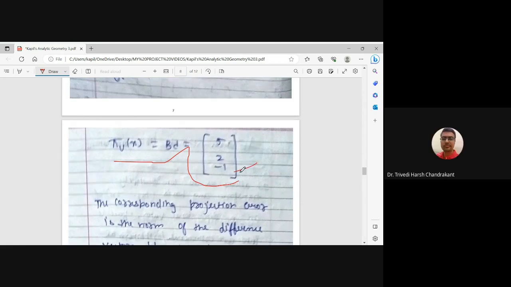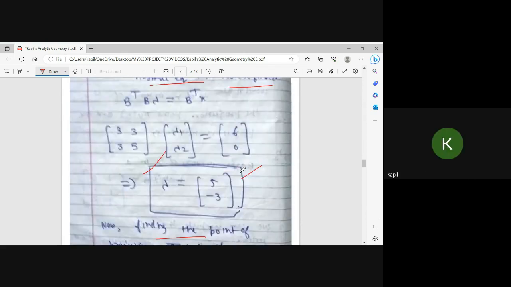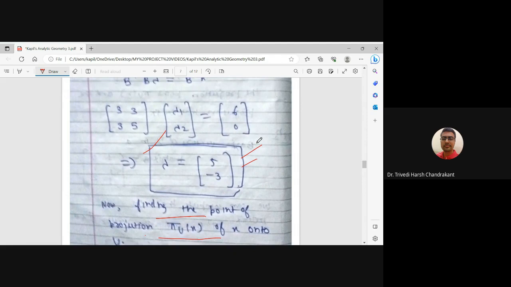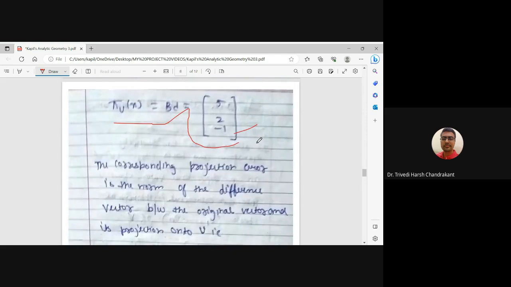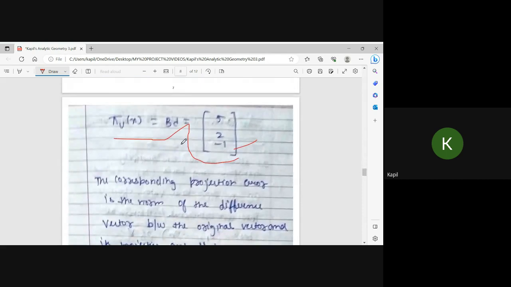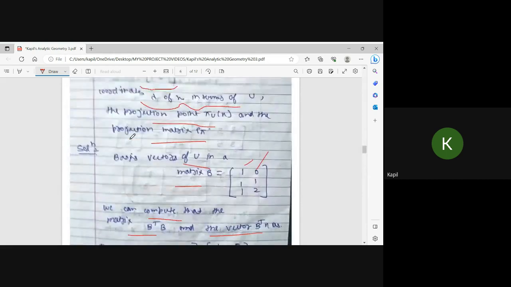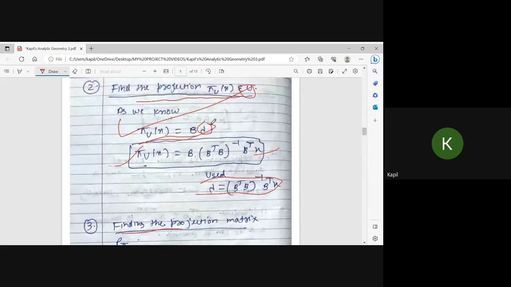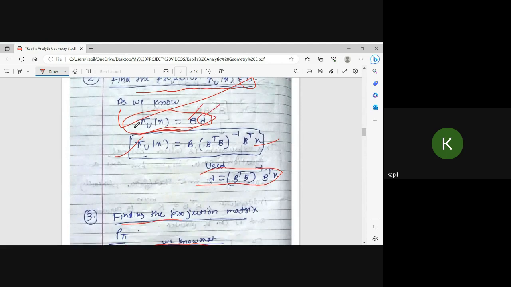What is the last equation, sir? The last result. Yeah, this is B transpose B lambda, that equation. B transpose B lambda. That is the result for the Pi_U(x), that is B lambda. We have seen here also the Pi_U(x), that is B lambda. So we have B and lambda. By multiplying these two matrices, we will get the Pi_U(x).